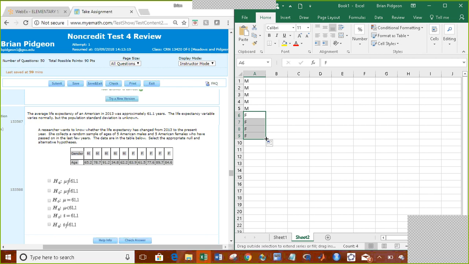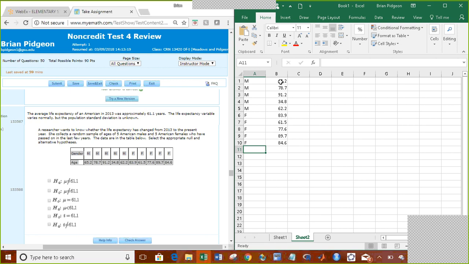Alright, one more. So our table has gender and age: 65.2, 78.7, 91.2, 34.8, 62.2, 83.9, 61.5, 77.6, 89.7, and 84.6. Alright. So the life expectancy of an American in 2013 was approximately 61.1.